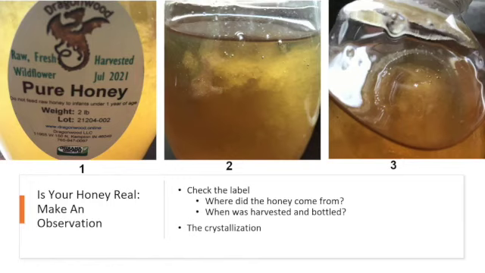So some experts also suggest the phenomenon of crystallization. They say if your honey shows crystallization, as in photo 2 or 3, then it isn't real honey. But can we trust that?